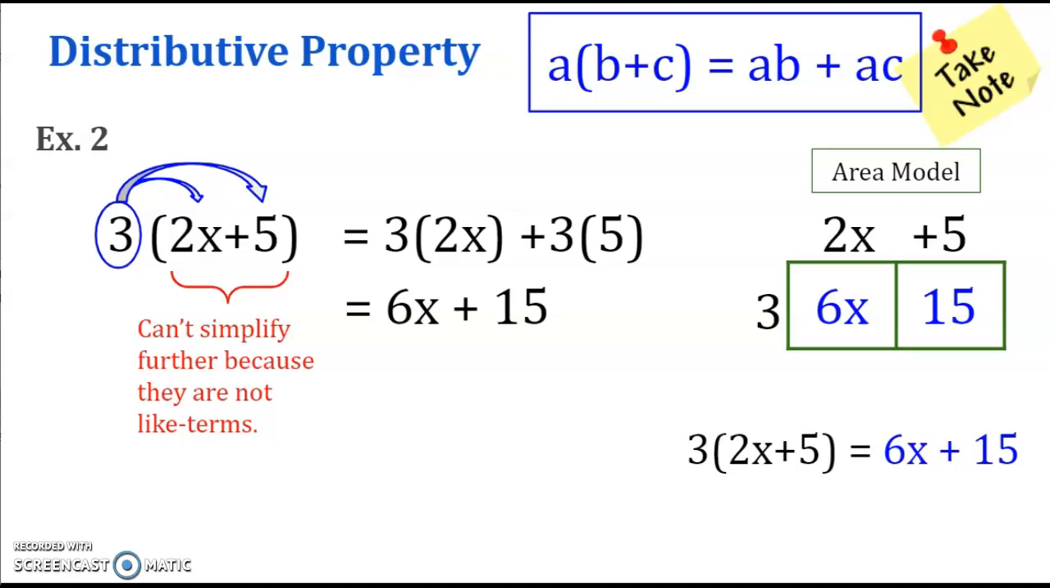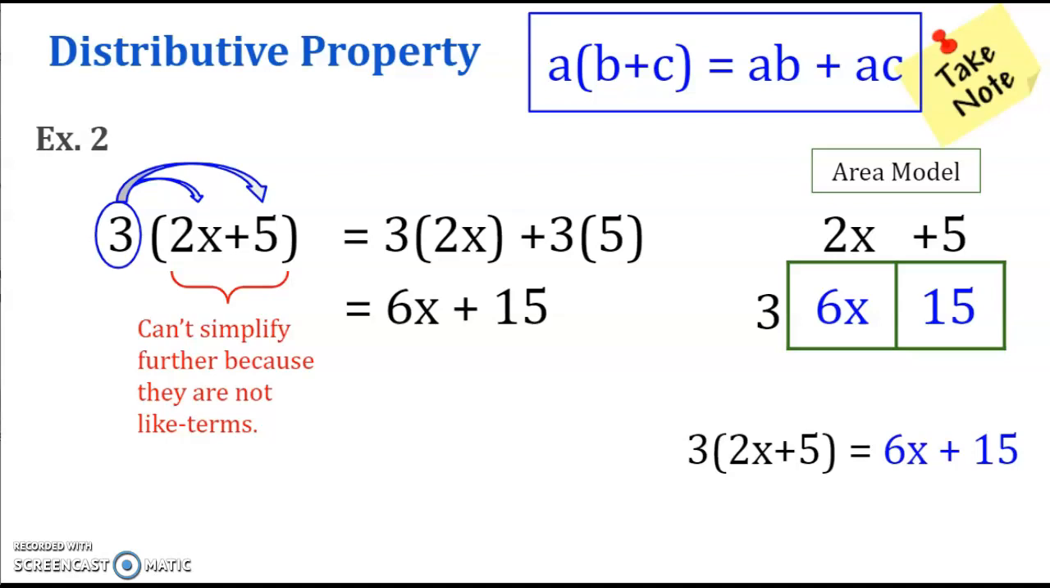So that becomes 3 being multiplied to 2x, the first term, and then to that you're adding 3 times 5. And so this simplifies to 3 times 2x is 6x, 3 times 5 is 15. So the final answer is 6x plus 15.